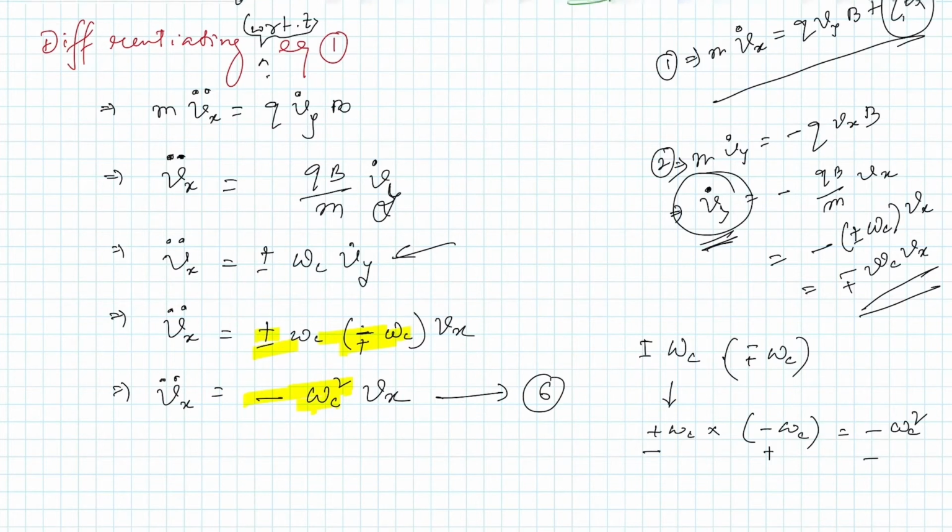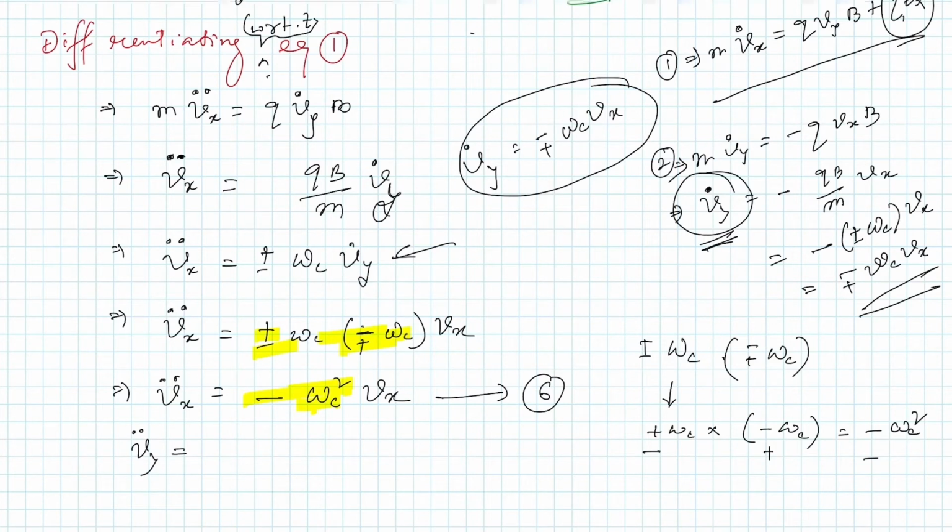Now let us find v y double dot. How to obtain this? This can be obtained by differentiating equation number 5. If we differentiate this equation, v y dot is equal to minus plus omega c v x, then we will get v y double dot is equal to minus plus omega c v x dot.